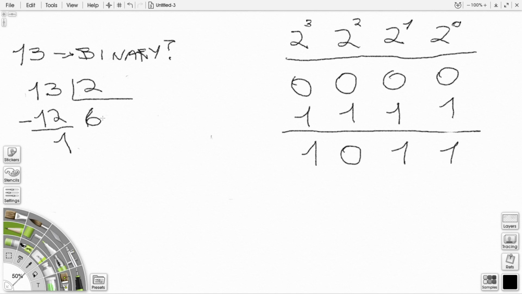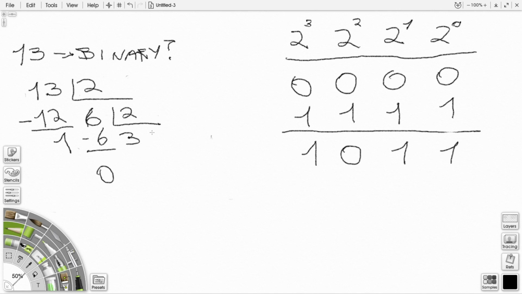So let's continue. Now we're going to get the number 6, and we're going to divide it by 2 as well. 6 divided by 2 is 3. So 6 minus, guys, this is a little ugly, I am sorry, but this is the remainder. 1 is the remainder. 3 times 2 is 6, so we put 6 here. 6 minus 6 is 0.